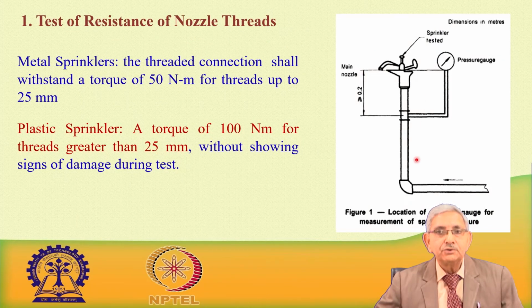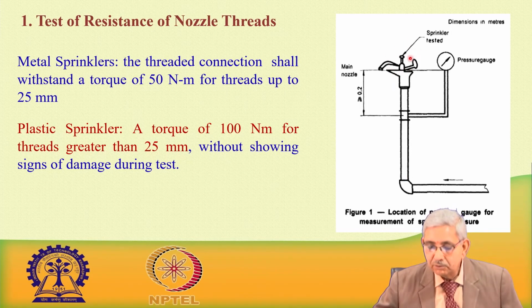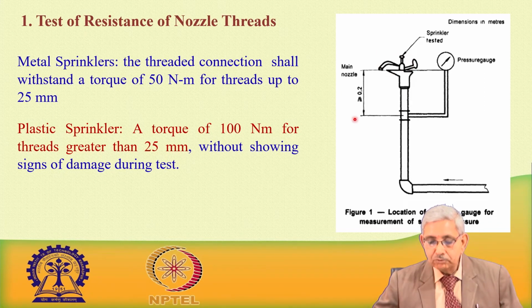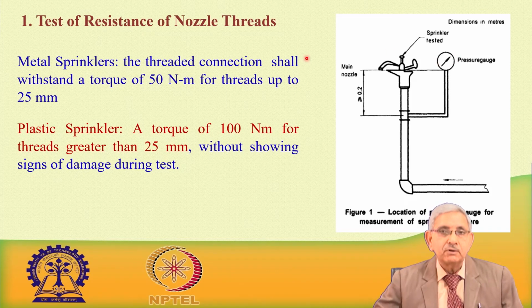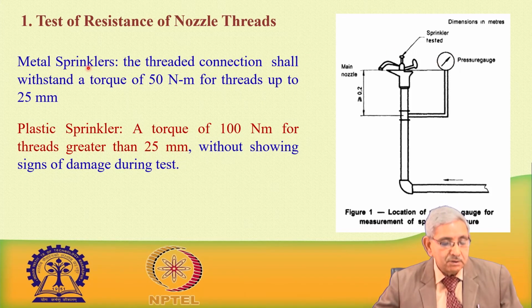This is the device which you are seeing: the top portion is the rotating head sprinkler, mounted on the riser pipeline, and all the tests you see here are carried out. Then there is the nozzle height from this connection, and a pressure gauge mounted here to find out the operating pressure at which this particular sprinkler nozzle is operating. These sprinkler heads are mounted, and they could be metal sprinklers or plastic sprinklers.